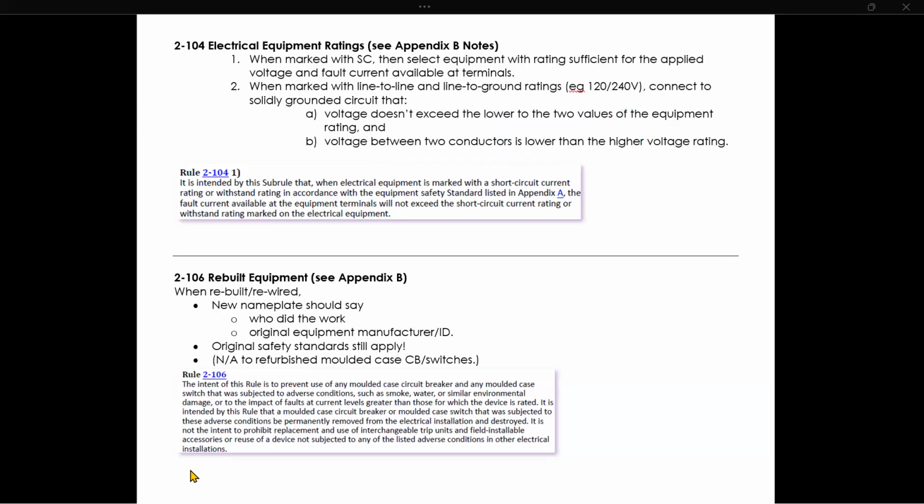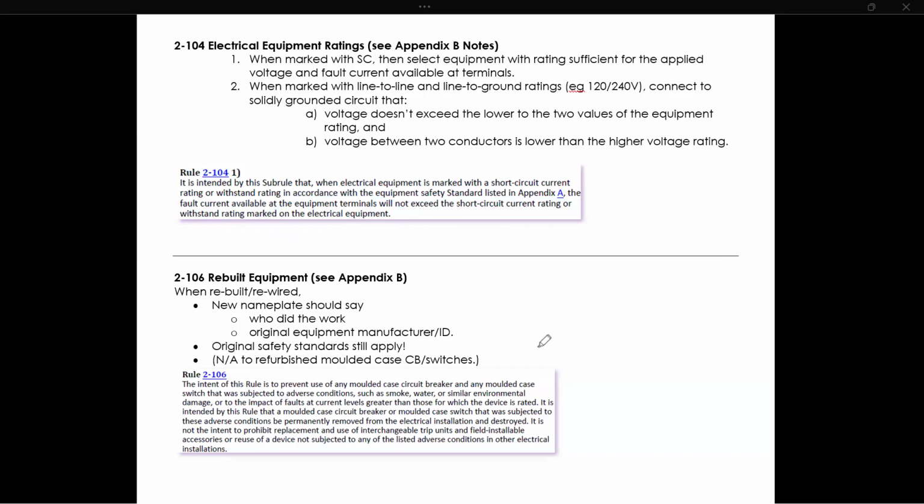This rule also refers to Appendix B, so I've pulled out for you what's important in Appendix B. It says that what is intended by this sub-rule is that when electrical equipment is marked with a short circuit current rating or withstand rating in accordance with the equipment safety standard, then the fault current available at the equipment terminals will not exceed the short circuit current rating or withstand rating marked on the electrical equipment, which is what I just said about sub-rule 1.